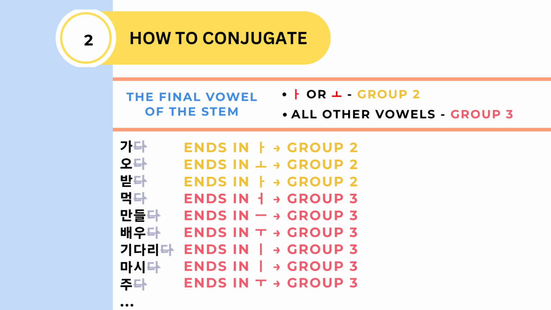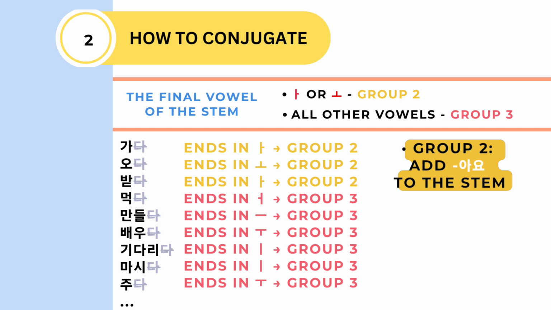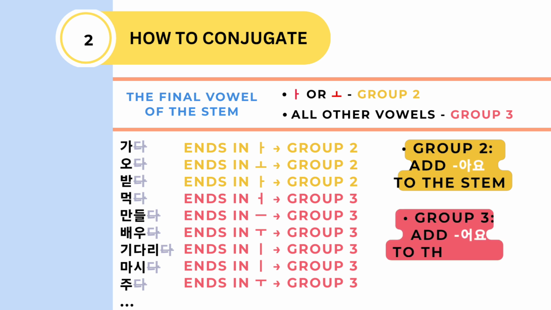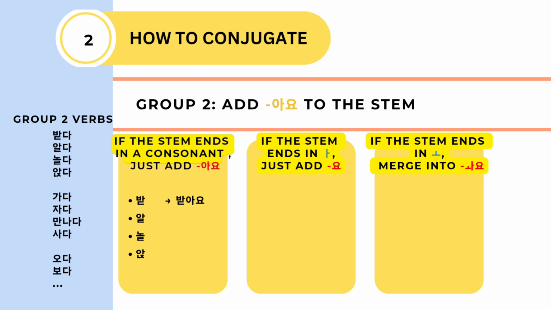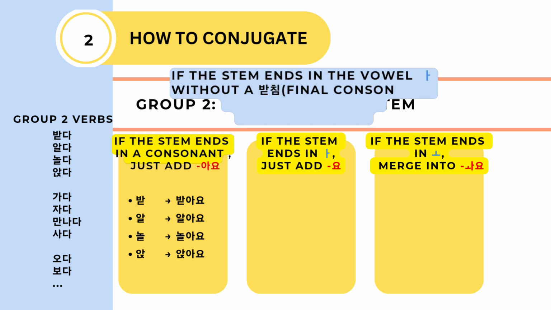Once you've grouped the verbs, here's how to conjugate. Group 2, add 하요 to the stem. Group 3, add 어요 to the stem. Let's take a closer look at group 2 first. If the stem ends in a consonant, just add 하요. 받다 받아요, 알다 알아요, 놀다 놀아요, 앉다 앉아요.